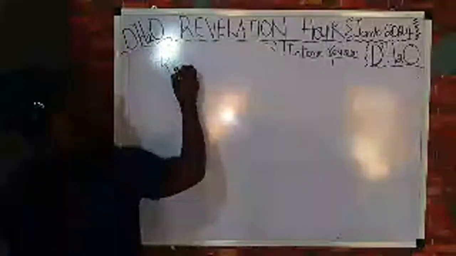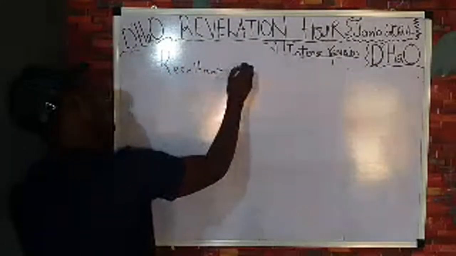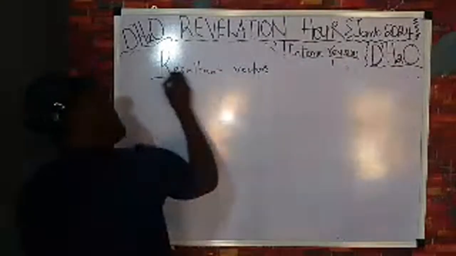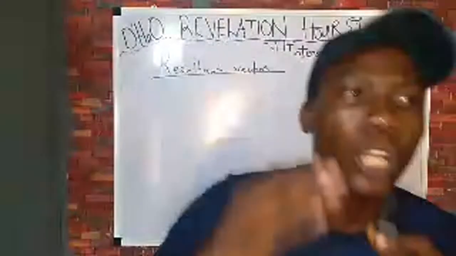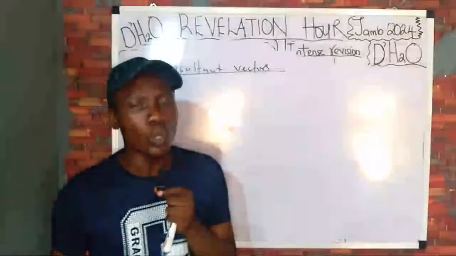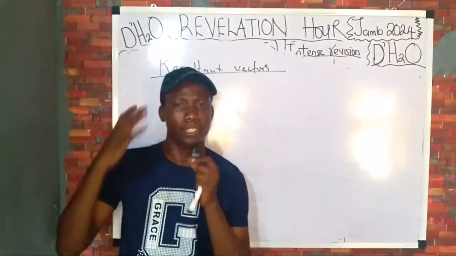Please screenshot as you are writing. Let us go to resultant vector. Resultant vectors, very easy class. Now, what is a resultant vector? It is a single vector that has the same effect as two or more vectors taken together.